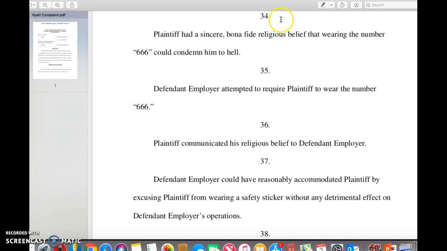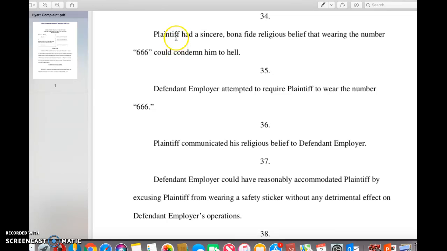this is the case of Billy Hyatt versus Berry Plastic Corporation. And basically it's about this young man that was terminated from his job because of his religious belief. And Miss Johnson wants us to answer two questions in regards to this case. First question is, why did the plaintiff make the allegations he made in paragraphs 34 through 38?